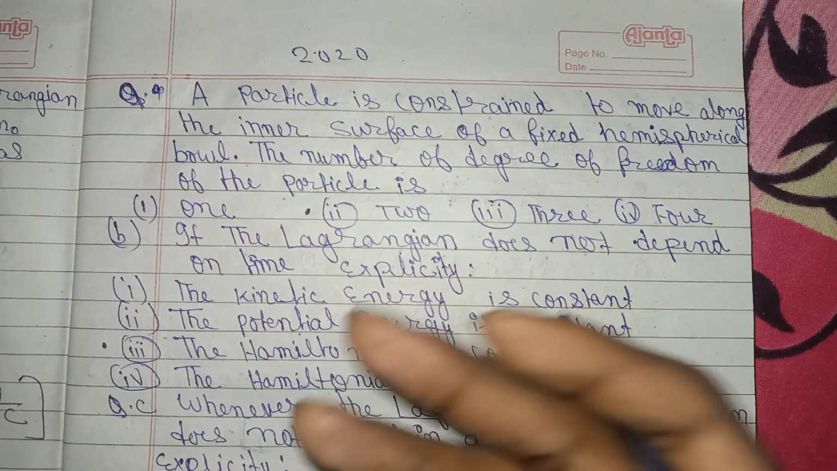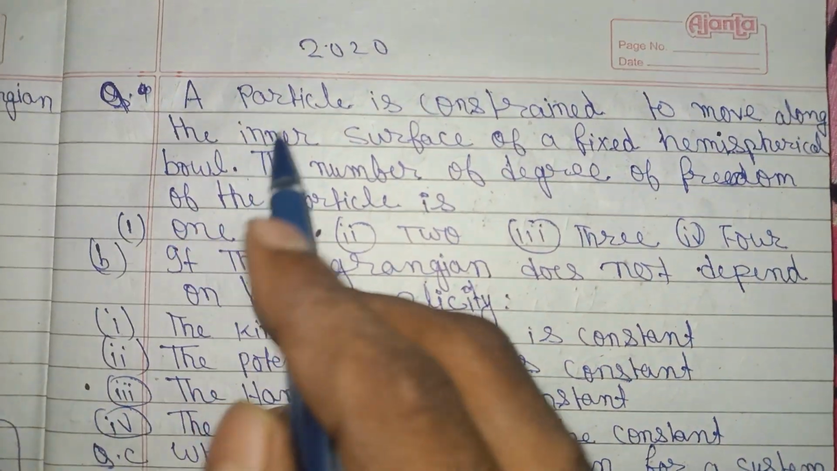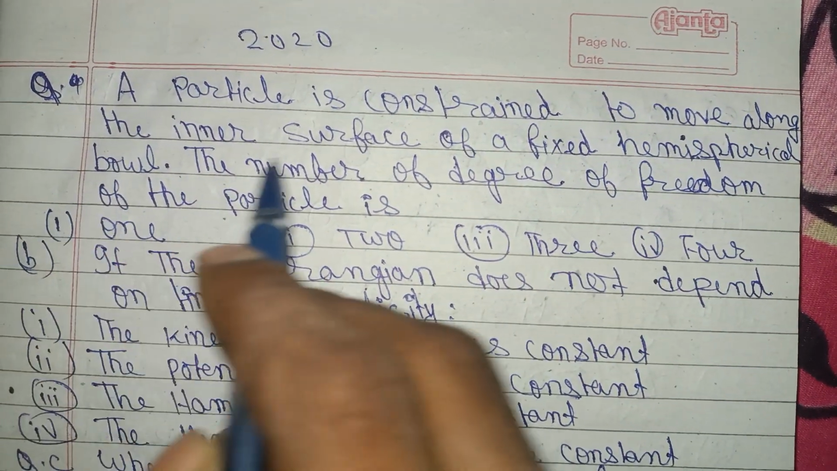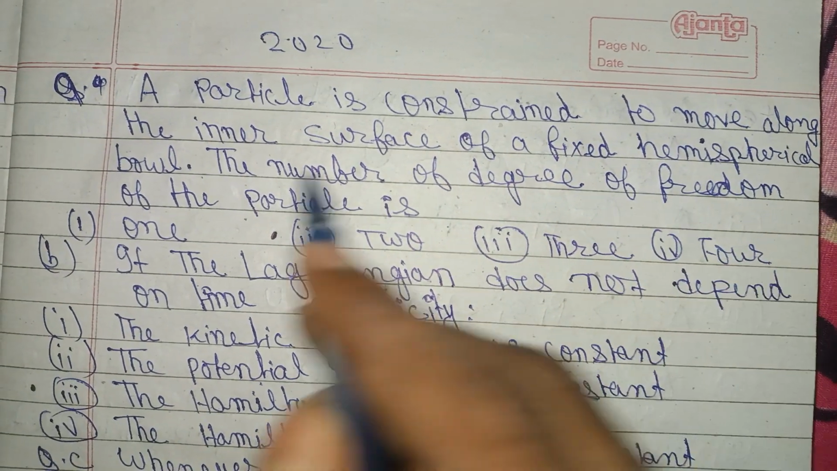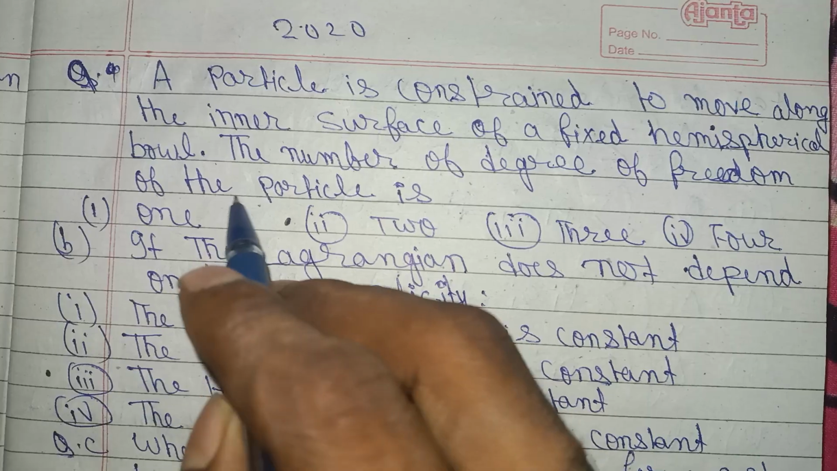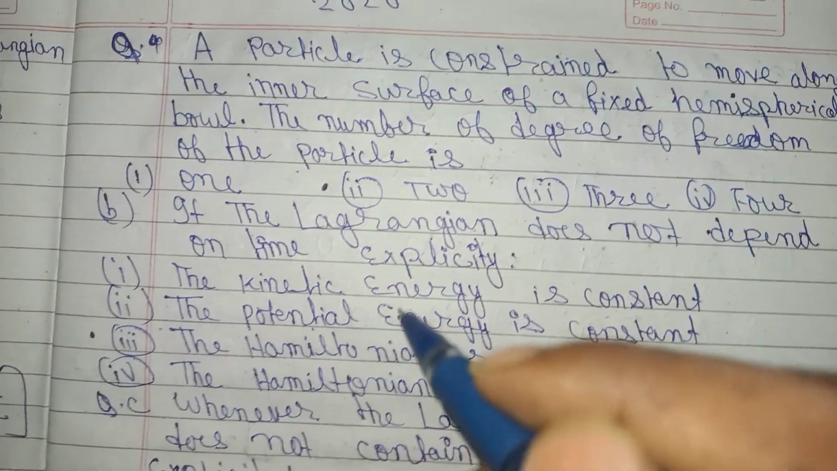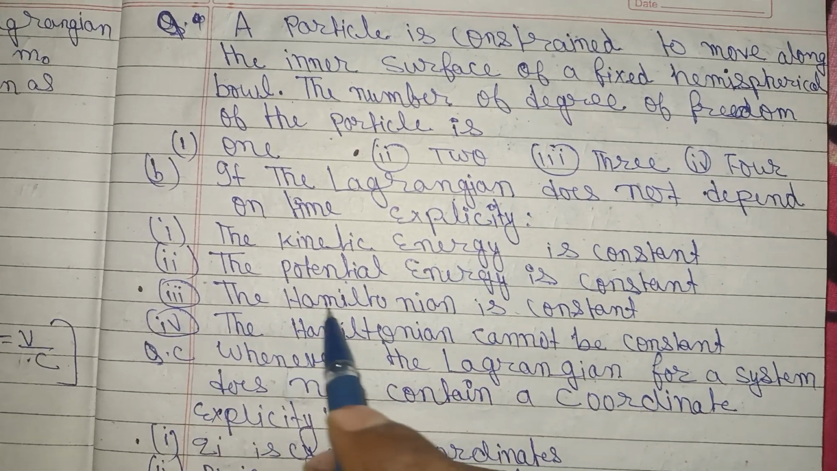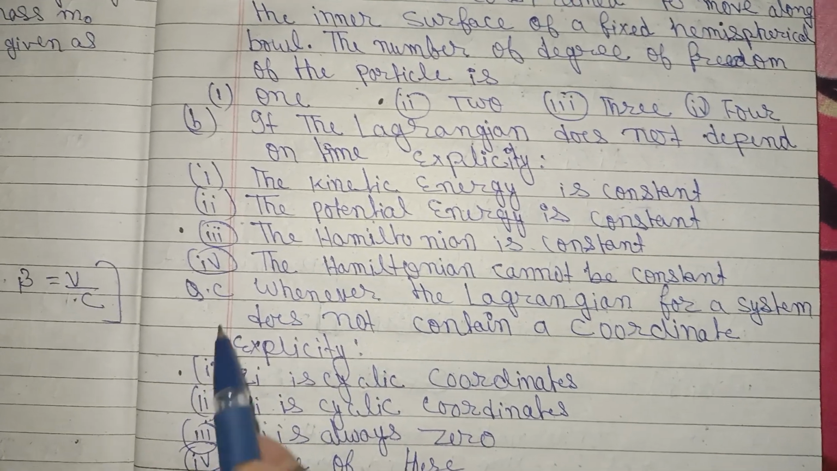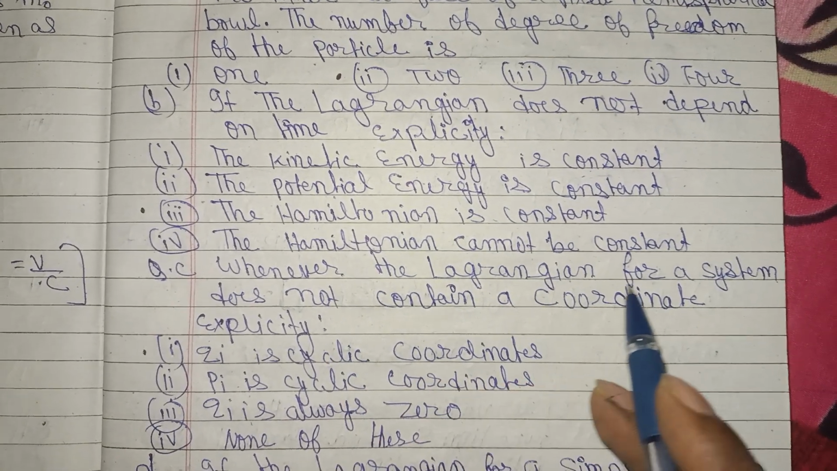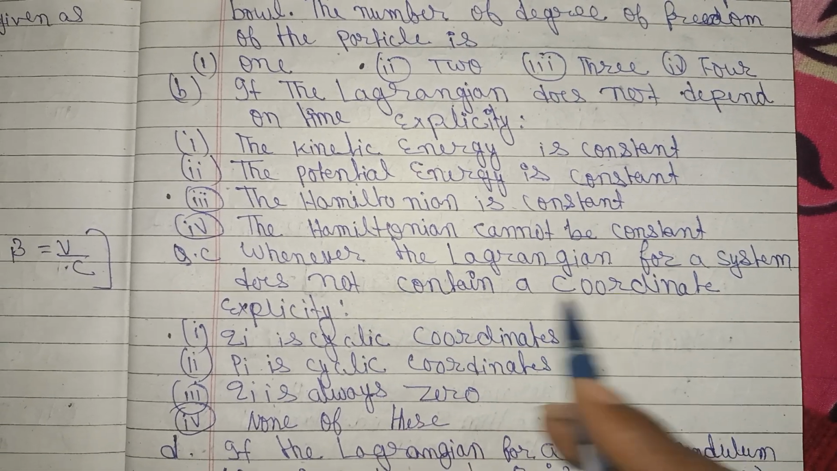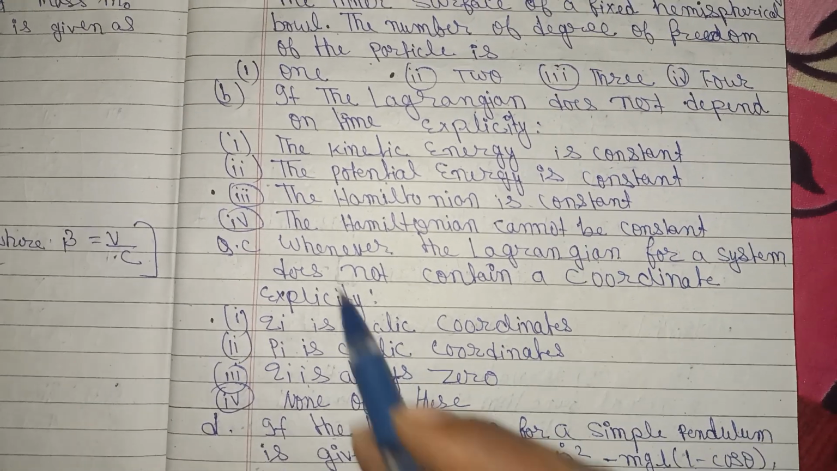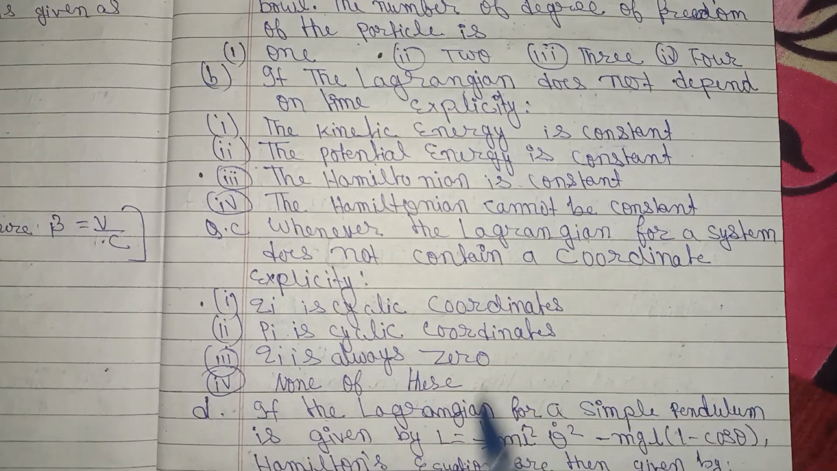So come to the paper 2020 question paper. Question number 1, a particle is constrained to move along the inner surface of a fixed hemispherical bowl. The number of degrees of freedom of the particle is 2. Question number B, if the Lagrangian does not depend on time explicitly, the Hamiltonian is constant. Question number C, whenever the Lagrangian for a system does not contain a coordinate explicitly, qi is a cyclic coordinate, option A is correct. Here the Hamiltonian is constant.